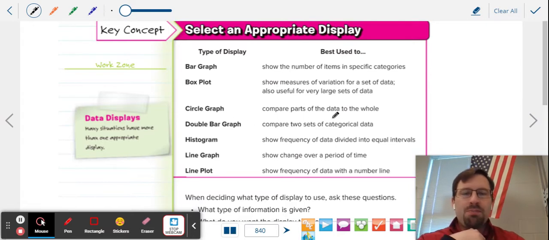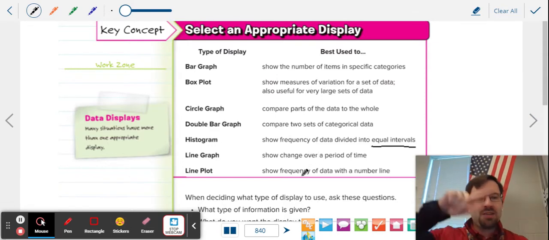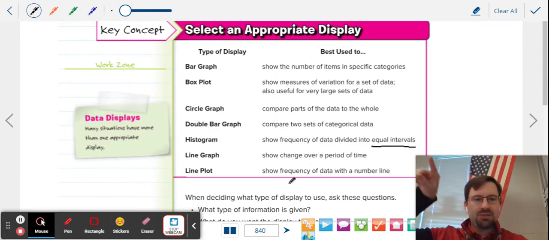Circle graph, we're looking at parts of the whole, percentages. Double bar graph is similar to a regular bar graph, except you have two sets of data. Histogram is when you want to do intervals or groups, so ages 0 to 9, 10 to 19, 20 to 29. Just make sure with histograms that your spacing is even. All right, line graph, looking at one thing over time. Stock market is what you might think of. Hopefully your stocks are going up.